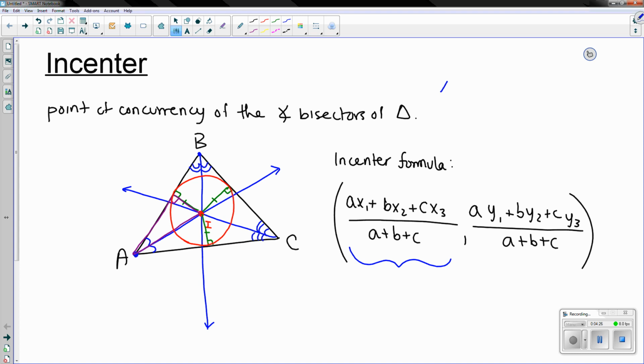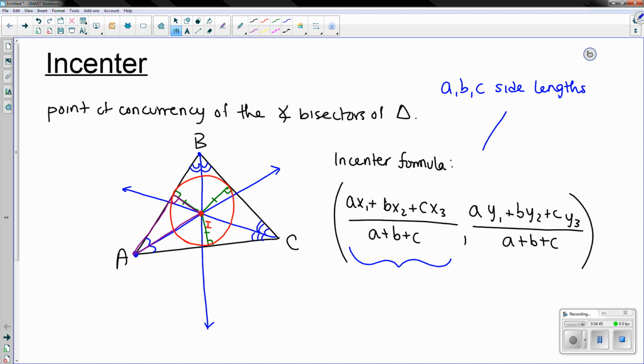So x sub 1, x sub 2, x sub 3, y sub 1, y sub 2, y sub 3, those are the coordinates that are given to you that represent the vertices of the triangle. So that's where you insert those values. Now what are A, B, and C? A, B, and C are going to be the side lengths of the triangle.